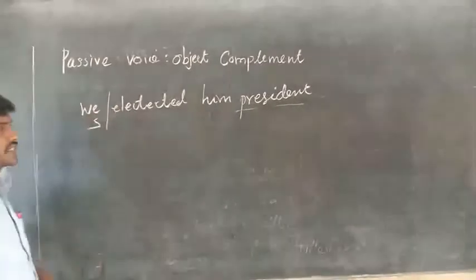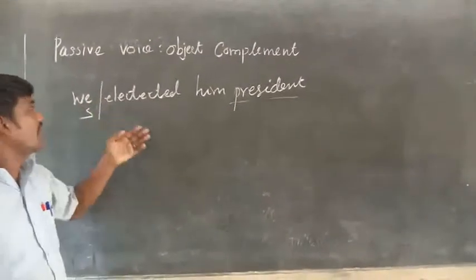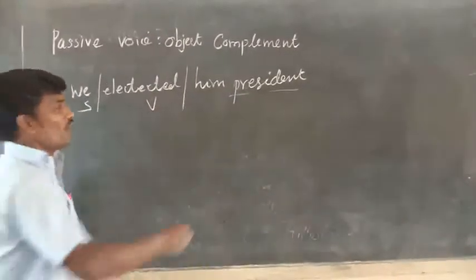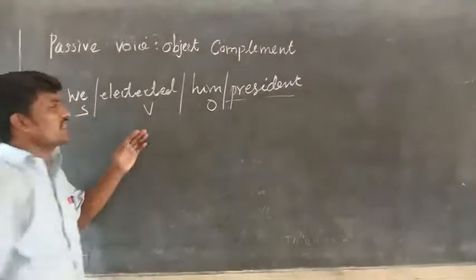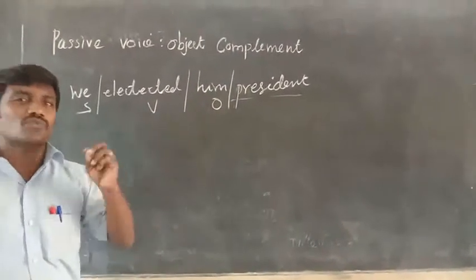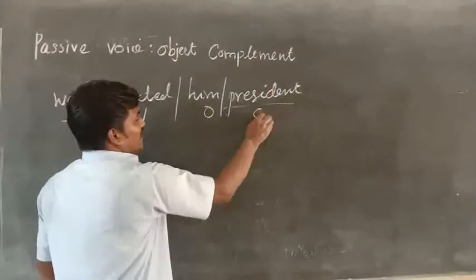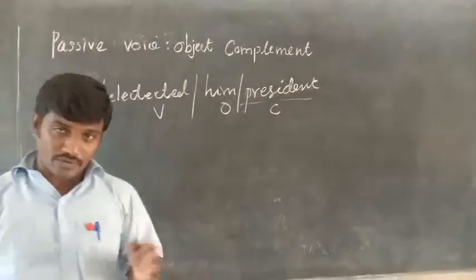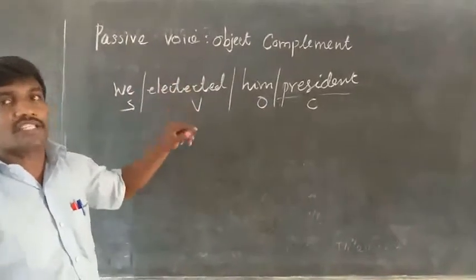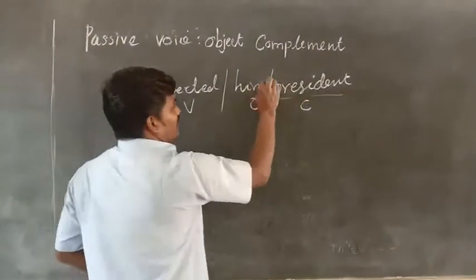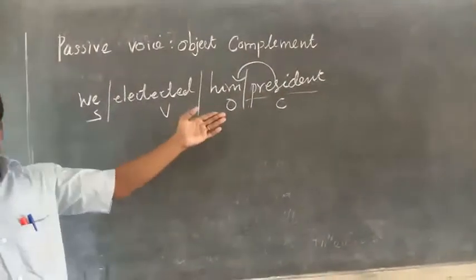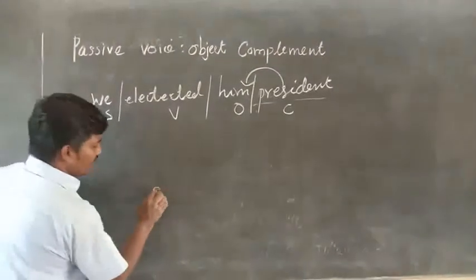We elected him president. Who elected him president? We. And what did we do here? The verb. Him is an object. So what did we elect him as? President. As what gives the answer for complement. In the previous classes, before we learn the passive voice, we learned some active sentence patterns. You remember? Him, the president denotes the object, that is called an object complement.